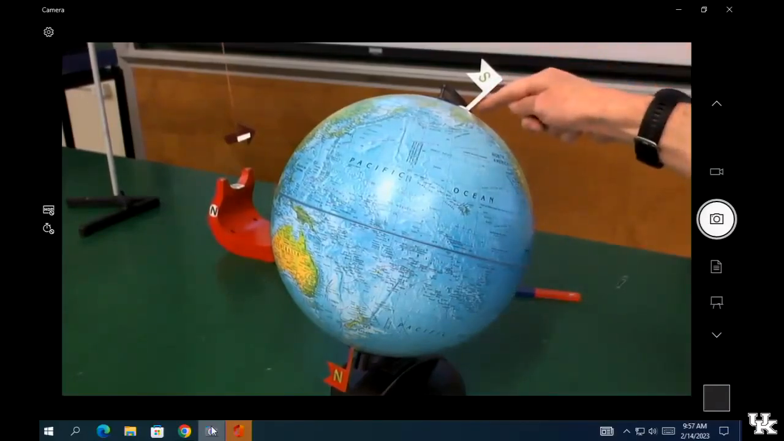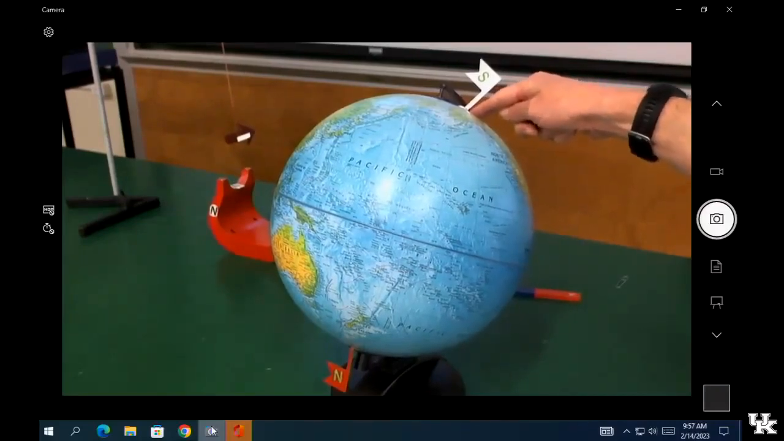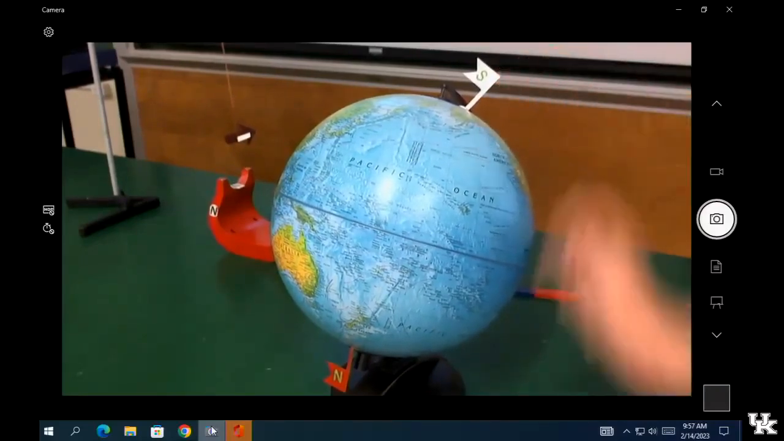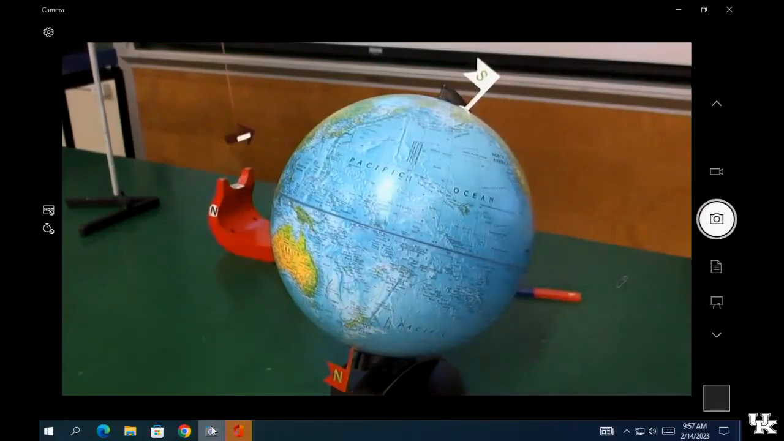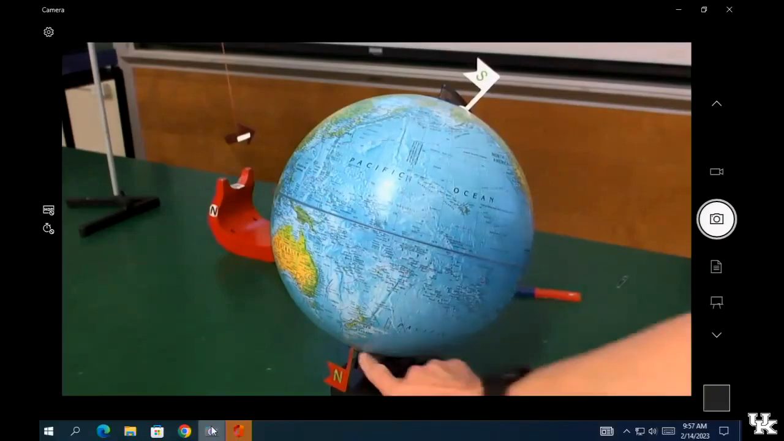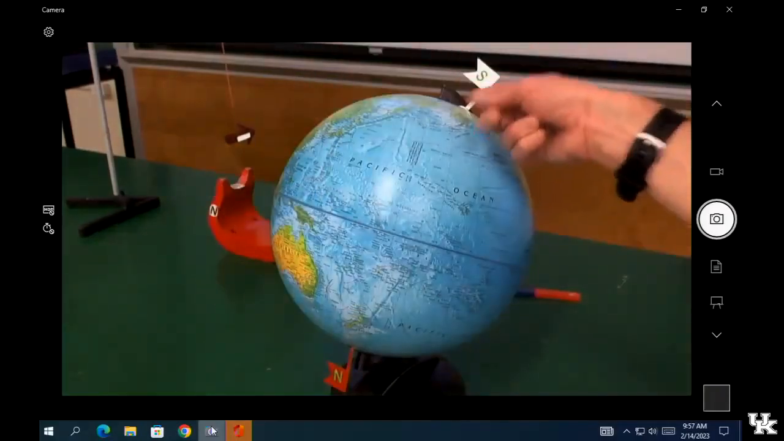This is the approximate location of the magnetic South Pole. There's a little S here. And downstairs here, this is the location of the magnetic North Pole. So the field lines are coming out at the bottom and heading in at the top.